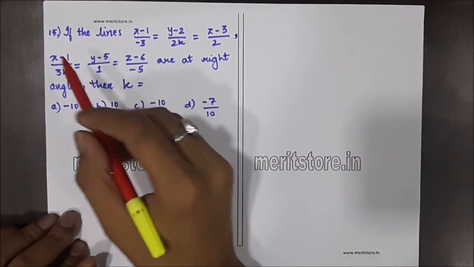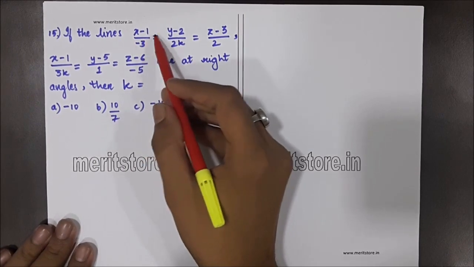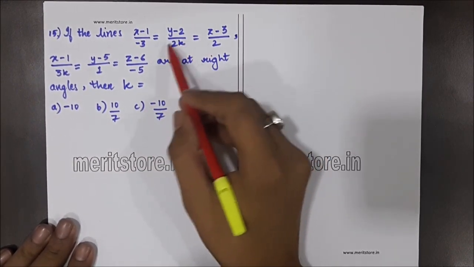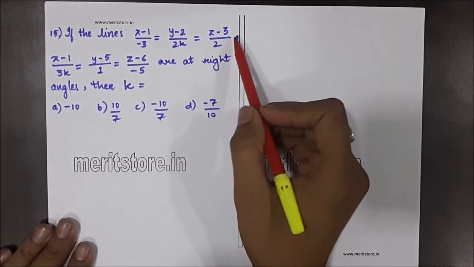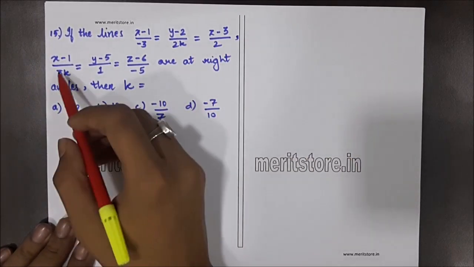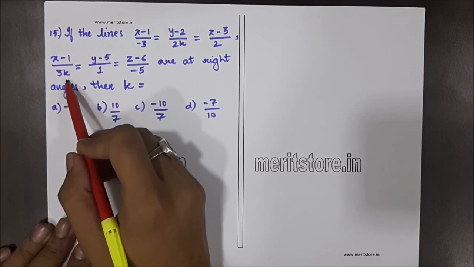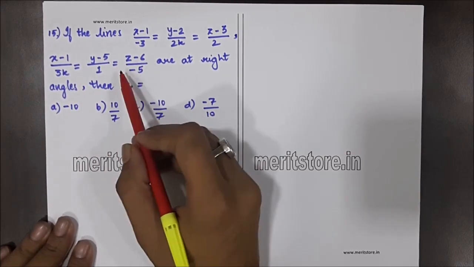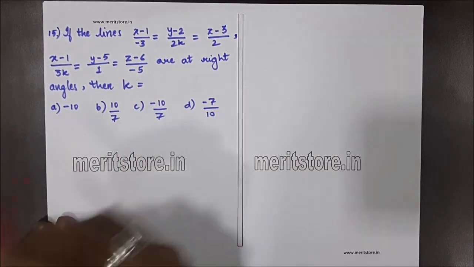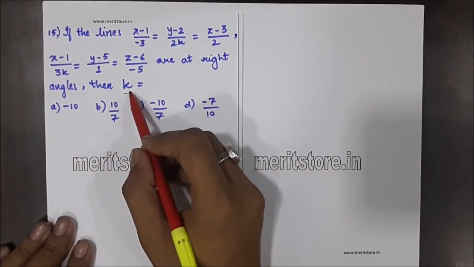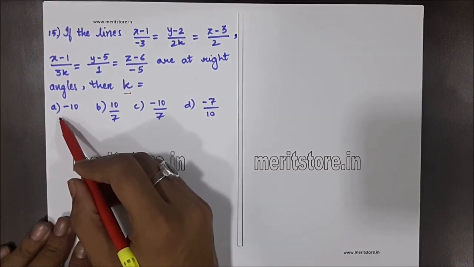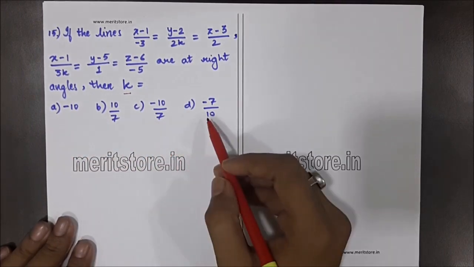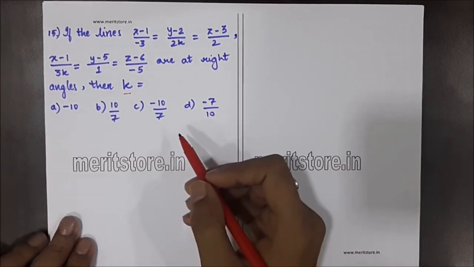Question number 15. If the lines x minus 1 upon minus 3 is equal to y minus 2 upon 2k is equal to z minus 3 upon 2 and x minus 1 upon 3k is equal to y minus 5 upon 1 is equal to z minus 6 upon minus 5 are at right angles, then k is equal to: minus 10, 10 by 7, minus 10 by 7 or minus 7 upon 10.